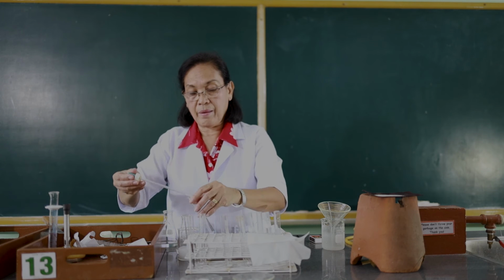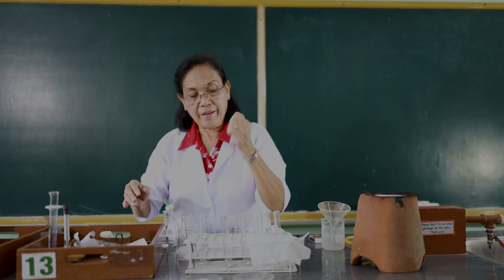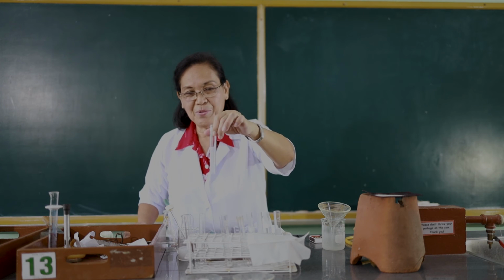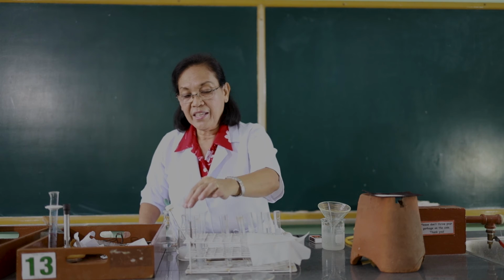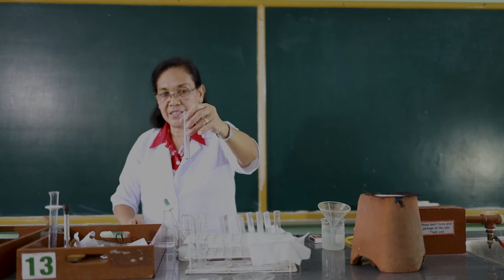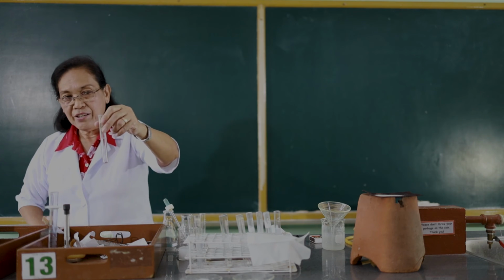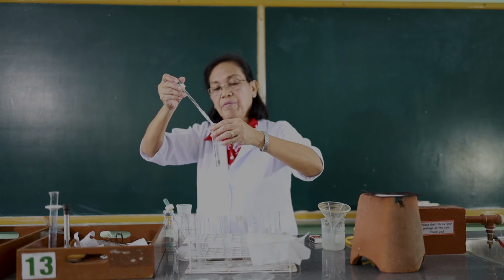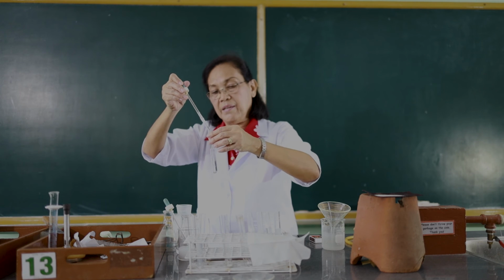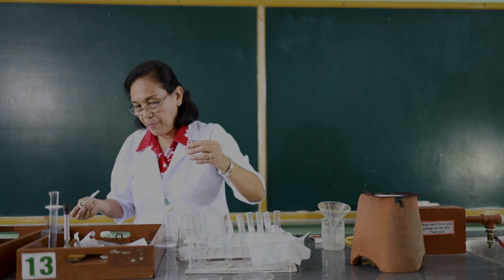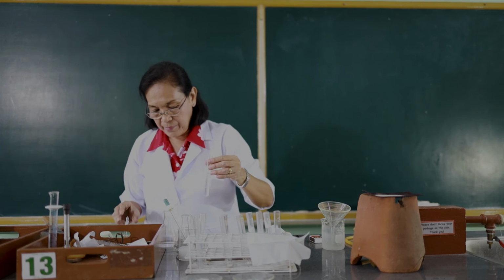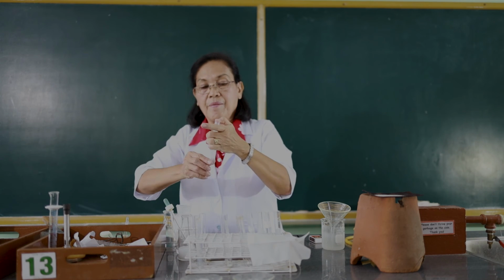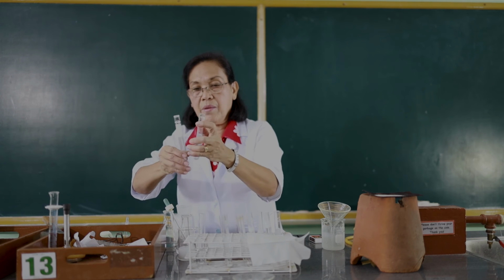One, two, three, four. So I added 10 drops of the soap solution into this test tube. And to this other test tube containing the distilled water, I'm going to add 10 drops of detergent. One, two, three, 6, 7, 8, 9, 10.